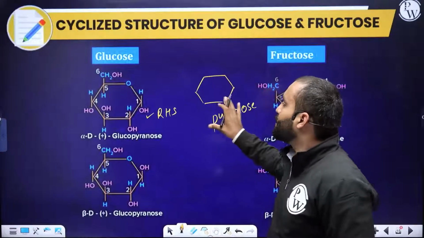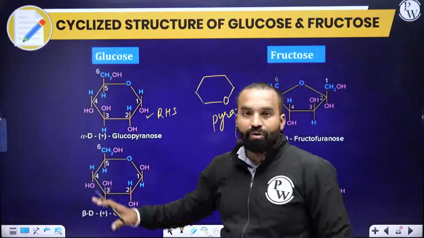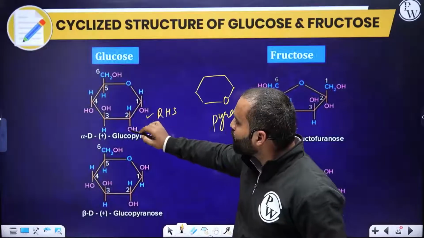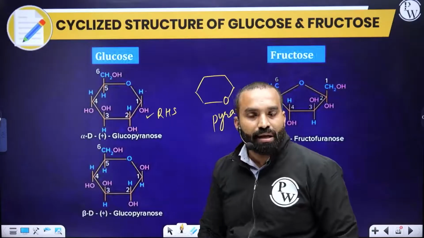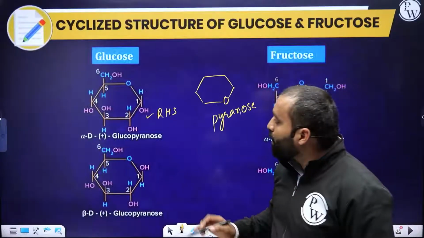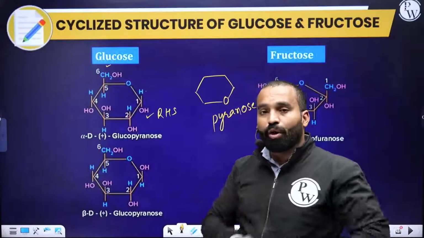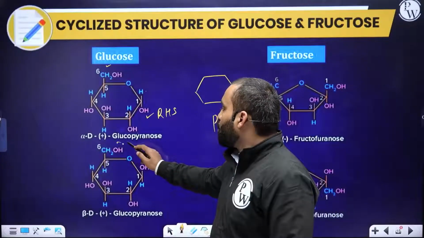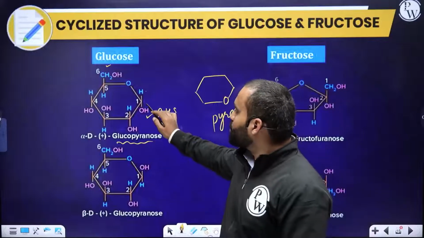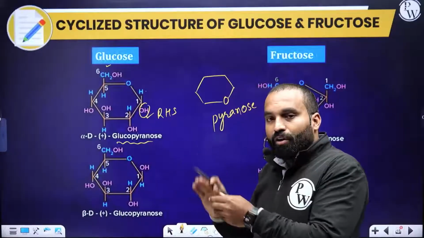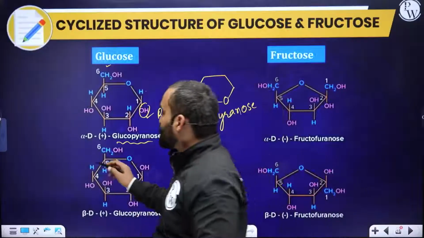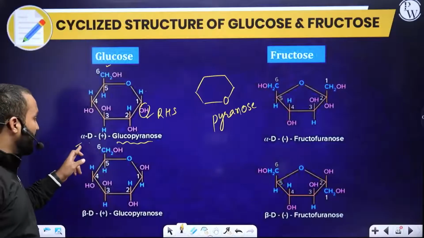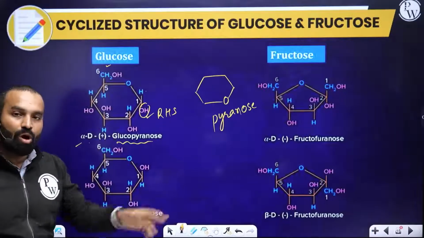When you decorate this pyran ring with lots of OH, hydrogen and CH2OH, H OH, H OH, OH H, H OH, OH and CH2OH, this is known as pyranose. What kind of structure is it? Glucose. So the overall name of this molecule will be glucopyranose. And since OH is on the bottom and right hand side of the cyclic structure, this is alpha. But make sure it is D. It is the D isomer. Alpha anomer of D glucopyranose.